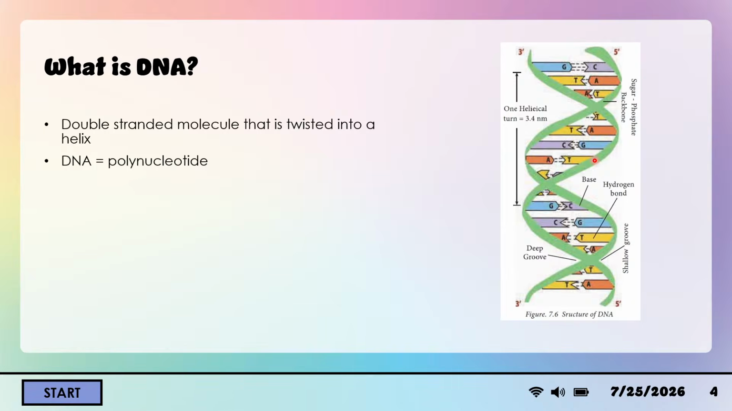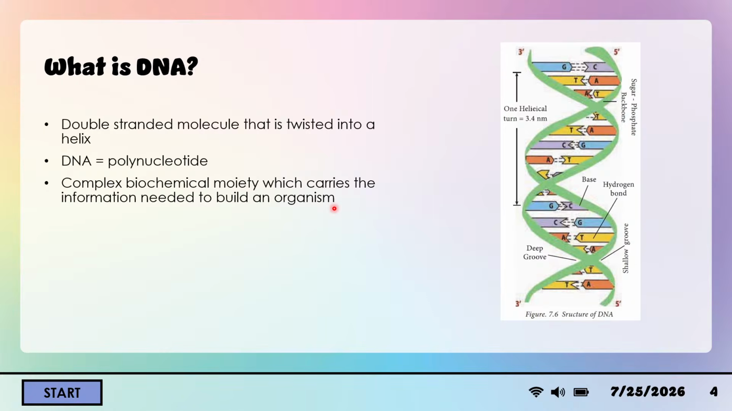DNA is sometimes also defined as a polynucleotide. Whenever you see this word, do not get confused as to why polynucleotide is used. The individual units of the DNA are called nucleotides, which is why many nucleotides coming together is a polynucleotide, which essentially means DNA. It has been defined as a complex biochemical entity in biochemistry which carries the information needed to build an organism. So this is basically like a dictionary that a cell refers to in order to build an organism.